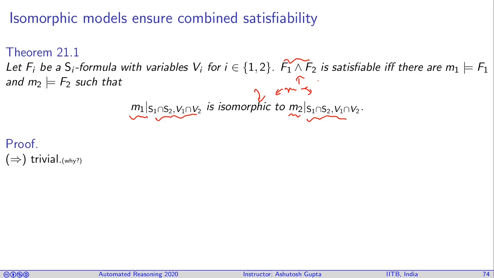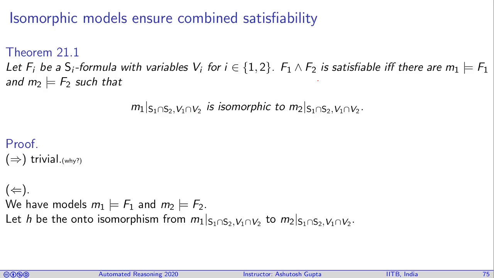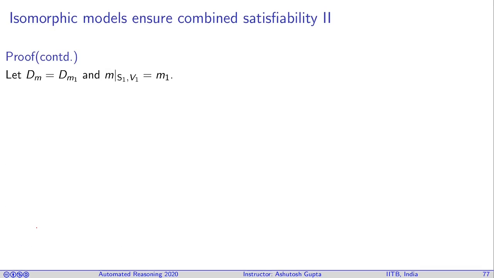So that's trivial. In the reverse direction, you have models M1 for F1 and M2 for F2, and you want to compute a model M for F1 and F2. So what you need to do is somehow stitch these two models together. Let h be this isomorphic function. Let's see how we build M. Let the domain of M be the domain of M1. You just pick the one and call it the domain.